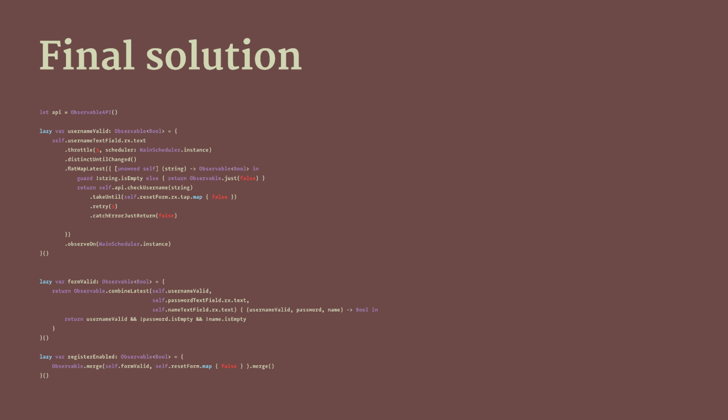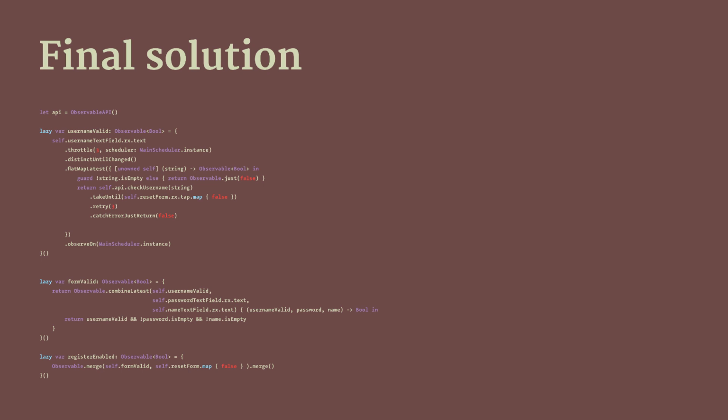Okay, so now I have my username valid observable, which is watching that text field and making API calls and returning and sending along true or false as a next event whenever it determines what the status is. I want to combine that into my form valid observable. And so it's as simple as swapping out the username text field Rx text observable that I previously had in there, which was just watching the text field. Now instead I'm going to pull in my custom observable I made up there. And I'm going to combine the result of that with the other text fields.